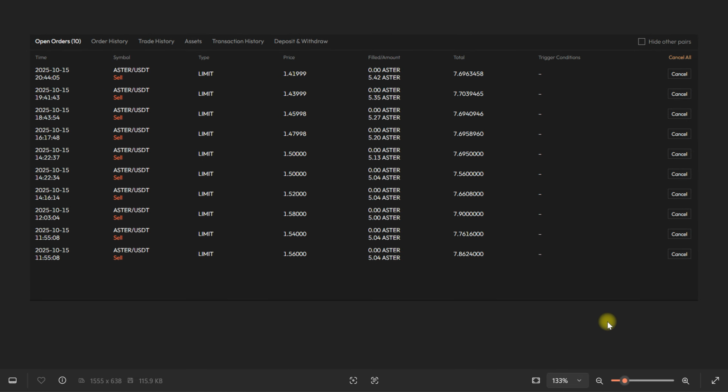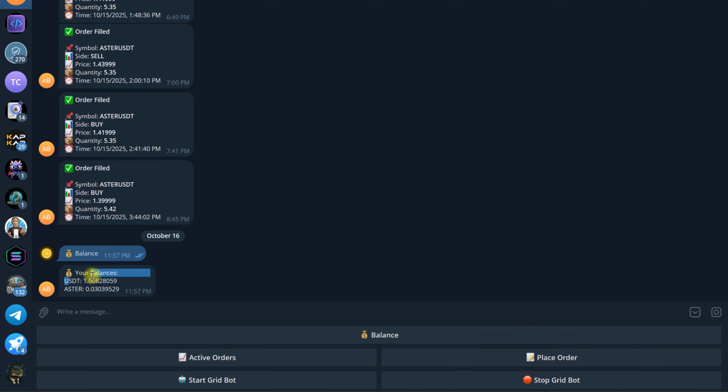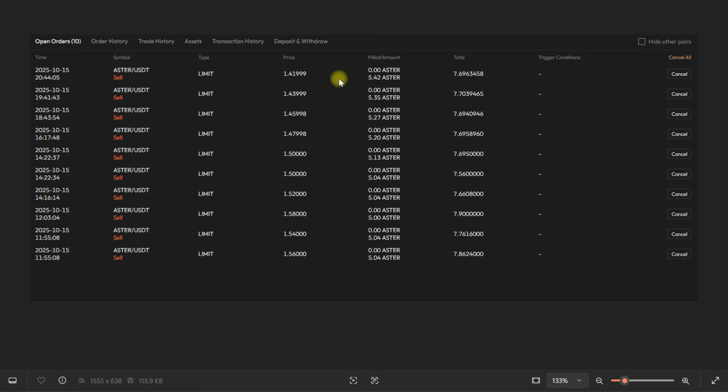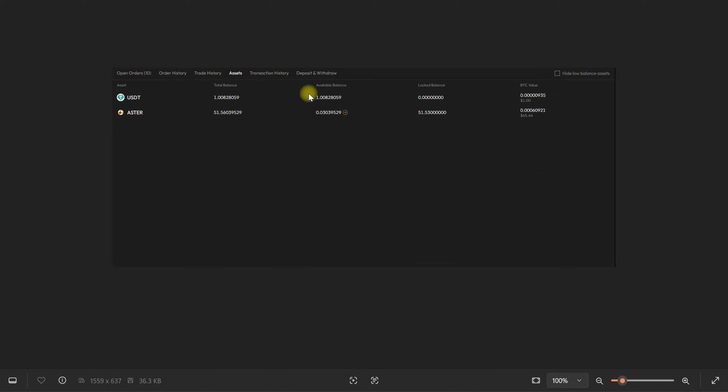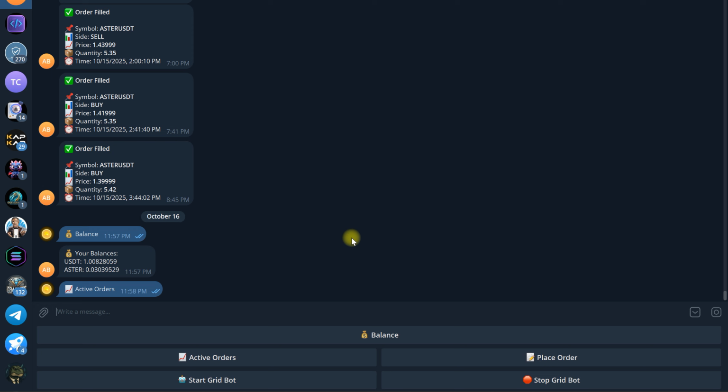So right now the bot is out of range, so all of my orders are filled when the price goes up in our range. Then it will start working again. Here we can check our balance. As you can see in the image, the same balance and the Aster balance, okay, and the active orders.